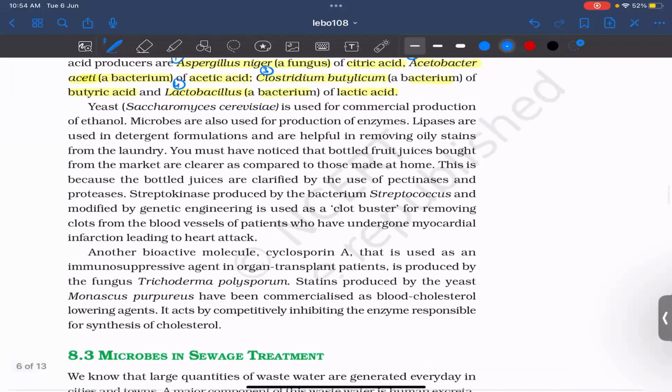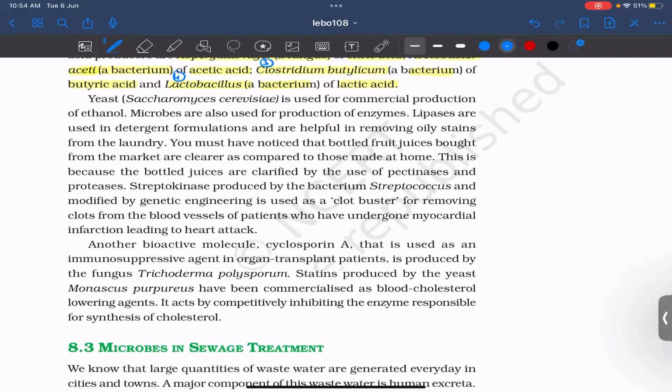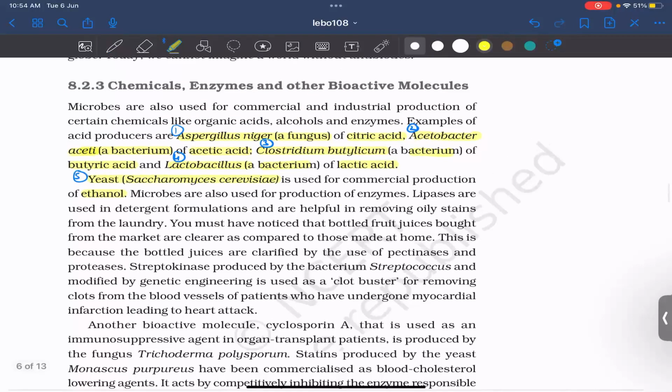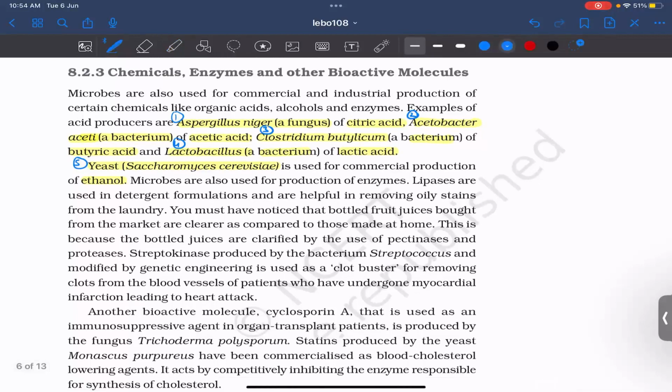Now, yeast, which is Saccharomyces cerevisiae, is also used in the commercial production of alcohol, ethanol, as we discussed just earlier. So here is the fifth example: yeast Saccharomyces cerevisiae produces ethanol. Now, microbes are also used for the production of enzymes. Till now, these were the examples of acid-producing bacteria.